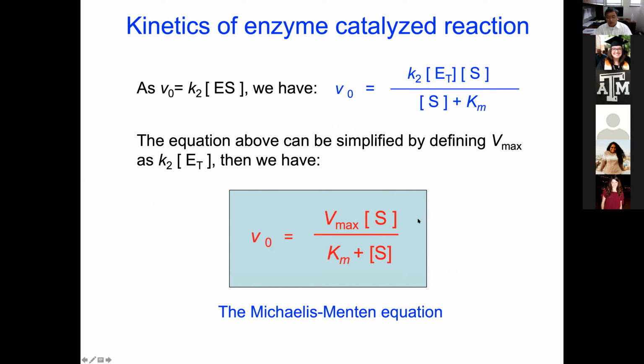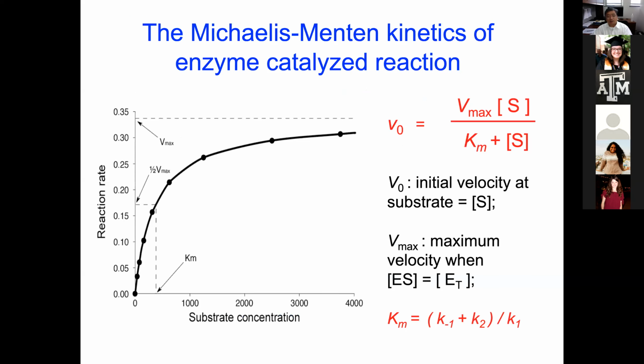So now you see we have a very nice, clean, simplified version of the equation, which can be used to describe the velocity of the reaction as a function of substrate concentration. If you do a set of experiments and measure the velocity of reaction as a function of substrate concentration, you end up with this hyperbolic curve, which can be described by this Michaelis-Menten equation.